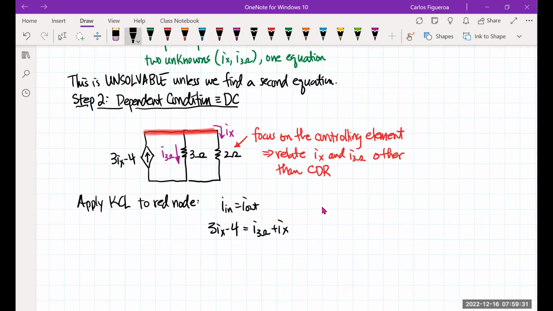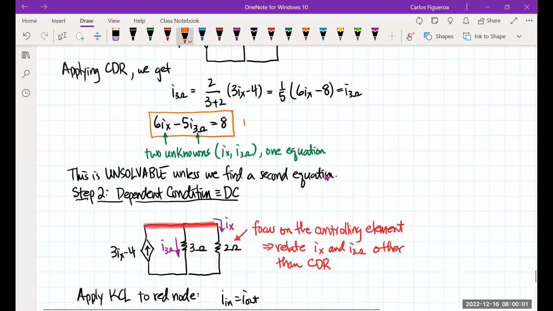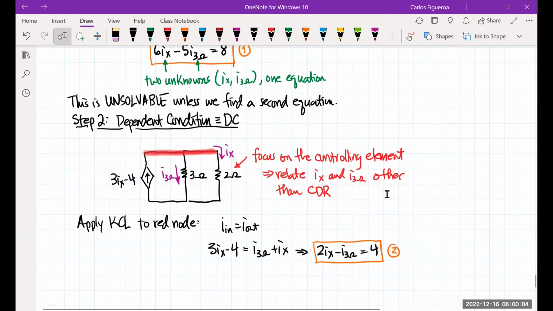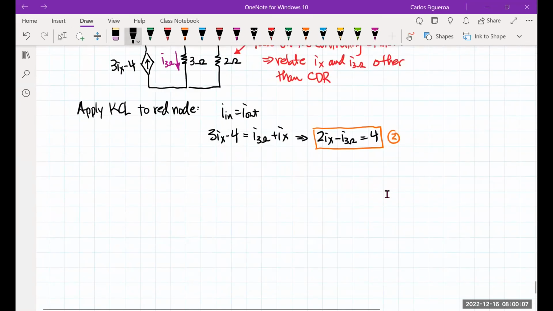If I clean this up a little bit and bring everything to the left side, with a little bit of reduction you're going to see that this is 2Ix minus I3 ohm, and that's going to equal 4. So now I have a second equation, which I'll label 2. I don't think I wrote a 1 here. So now I have 2 equations, 1 and 2, and now I can solve my system.